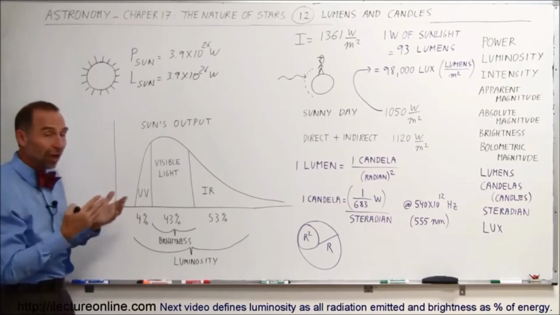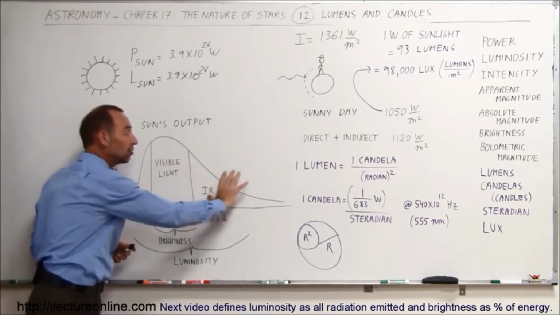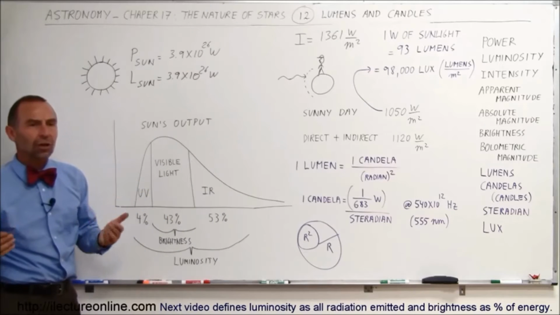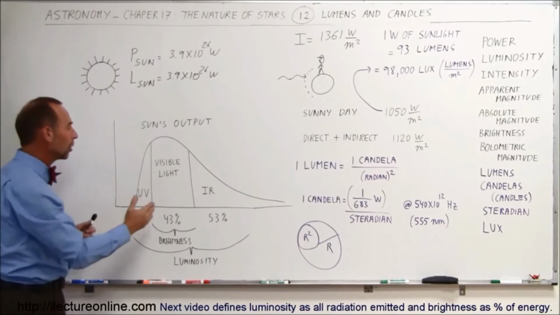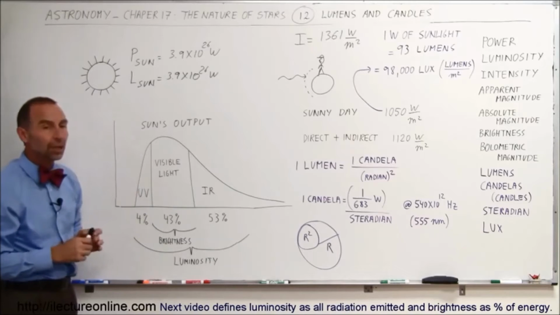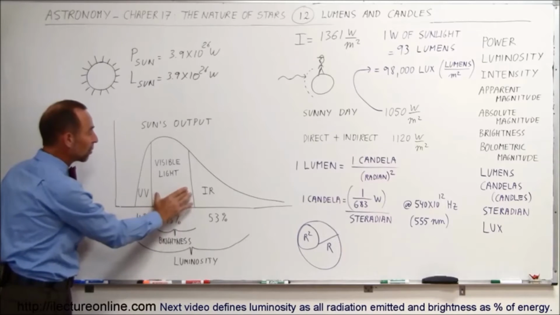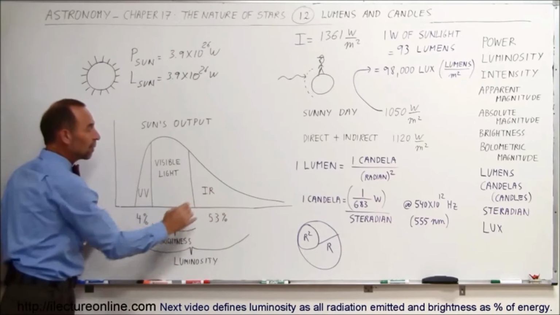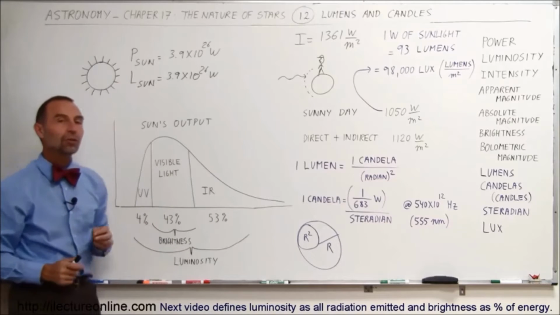Like a red giant, for example, will put way more of the energy out at the infrared. A star like Rigel, which is a very hot star, will put a lot more radiation out in the UV. The sun here puts out about 43% out at visible light, 53% at infrared, and about 4% at UV.